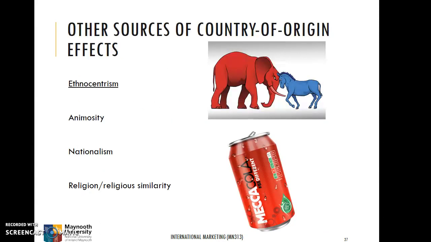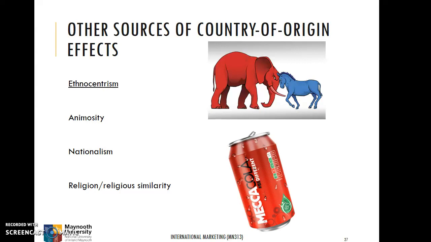Other sources of country of origin effects, we've talked about certain elements of this before, but when we talk about ethnocentrism, we're talking about our home country is the best, and that's the perception and the inherent subconscious belief that we have. Animosity, we talk about sort of the tension between countries. We see this in relation to China and the US. We see this in the Middle East. There will be naturally countries that you are more likely to trade with and those that you're likely not to.